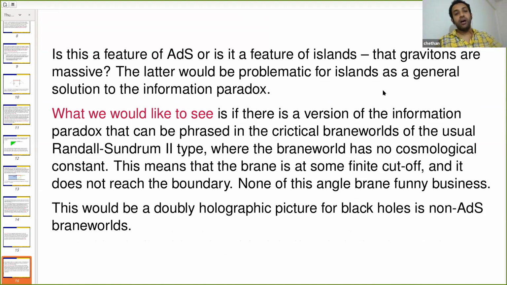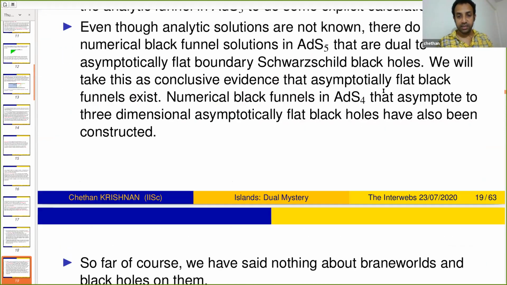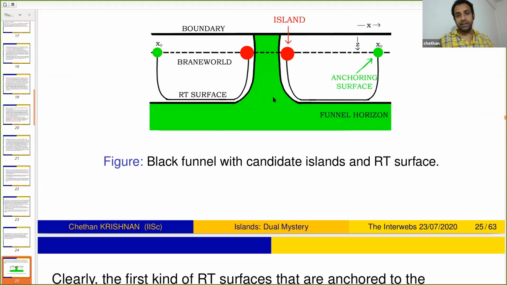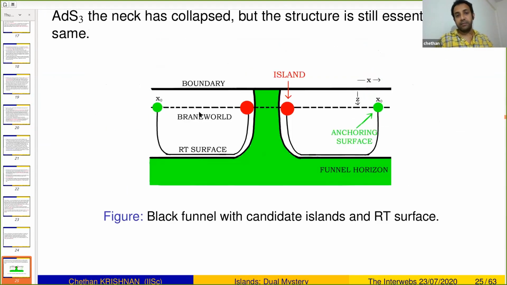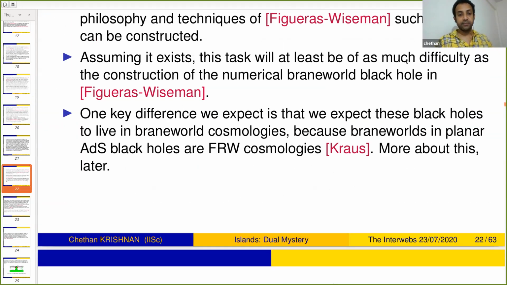So what we would like to see is if there is a version of the information paradox that can be phrased in the critical brane worlds of the usual Randall-Sundrum 2 type. What that means is, let me draw a picture. I'll go down real quick to a slide where maybe I have one slide somewhere. Yeah, so this one. You can forget about this green stuff. What I really mean is that the brane world is kind of flat like this, and the brane is not going to the boundary of AdS. That's what I mean by that statement.